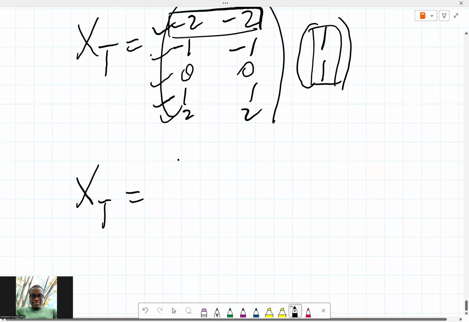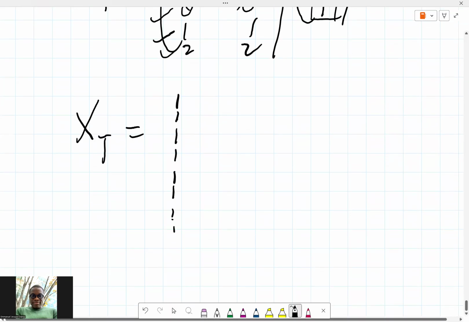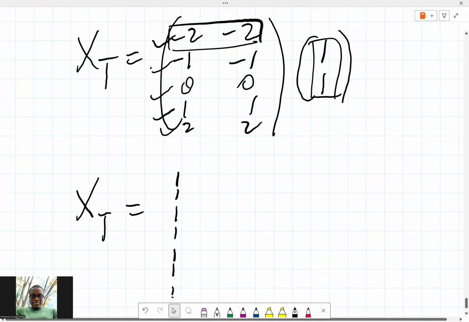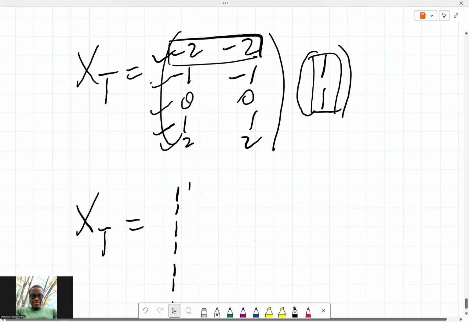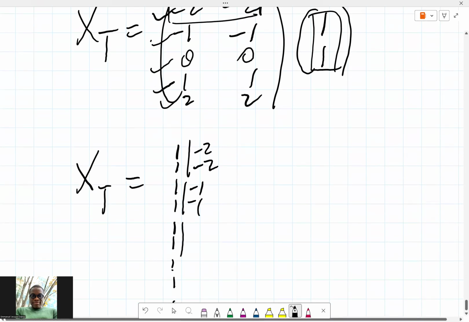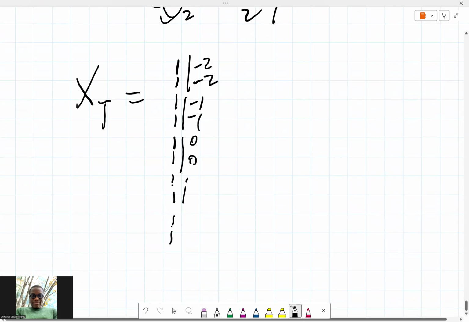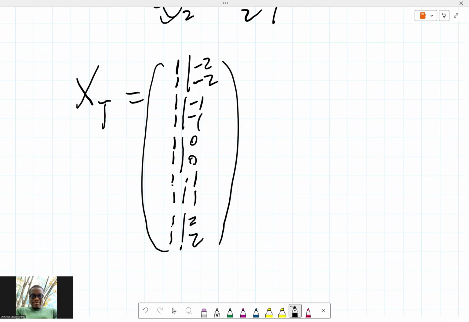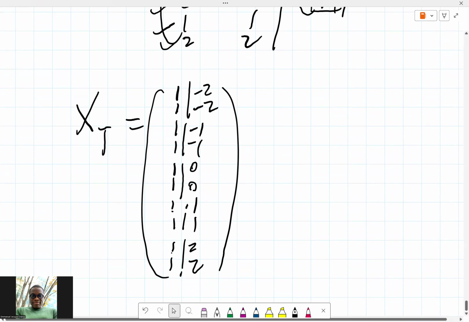So you have 1, 1, 1, 1, 2, 1, 1, 3, 1, 1, 4, 1, 1, 5. Then you put all those things over it: -2, -2, -1, -1, then 0, 0, then 1, 1, and then 2, 2. You started with a 5 by 2 matrix, and you're ending with a 5 by 1 matrix. So you have dropped one column that is not that important. That's the essence of principal component analysis.